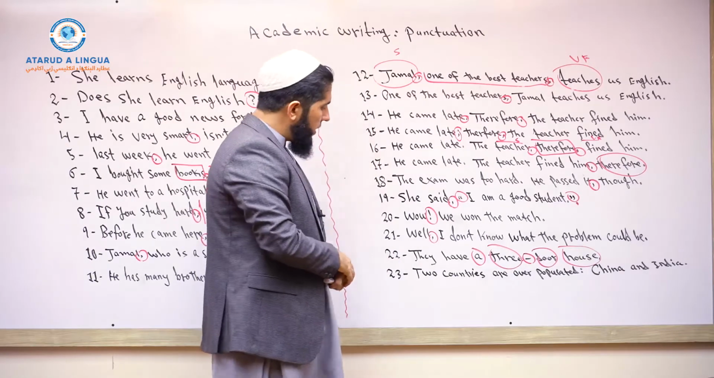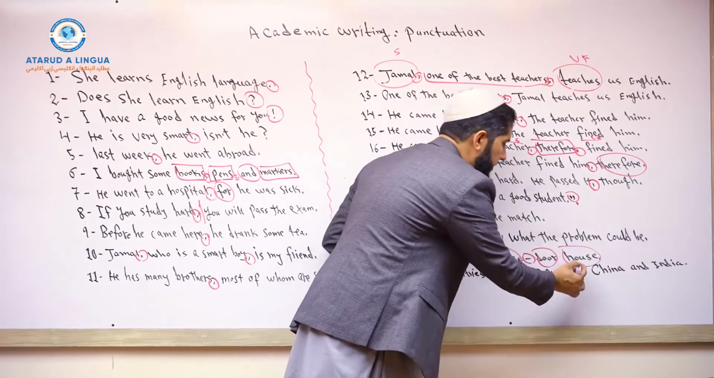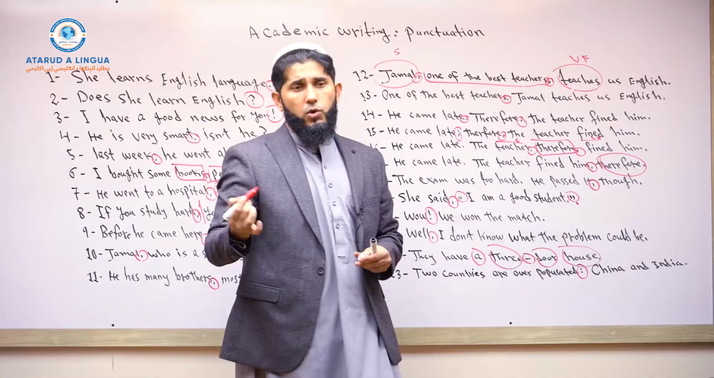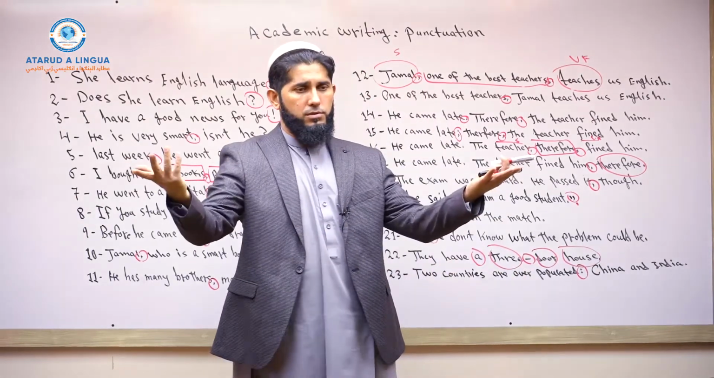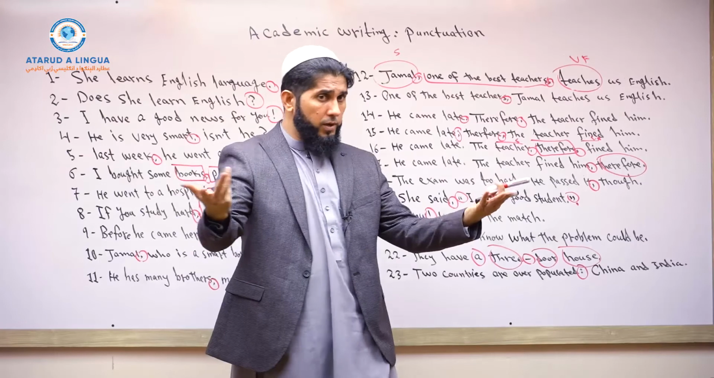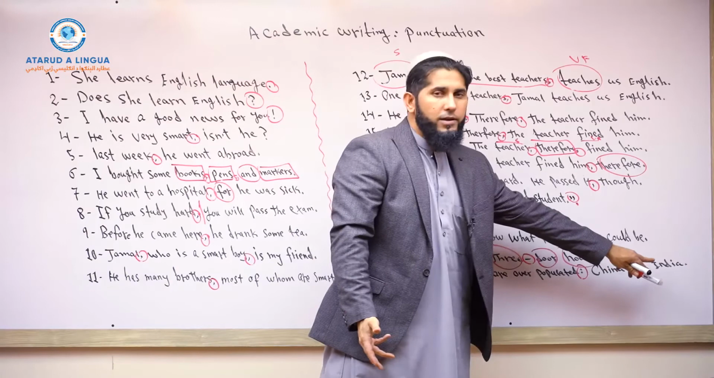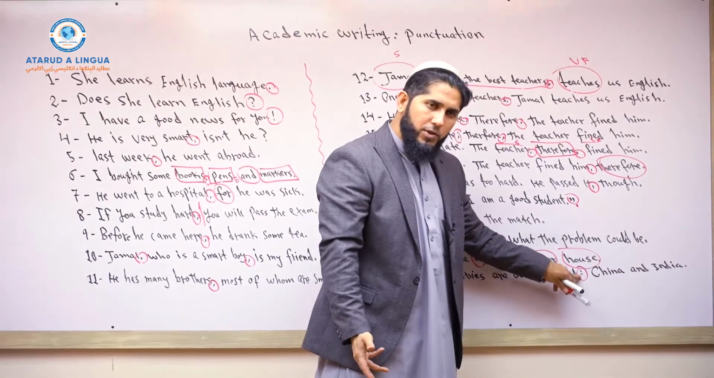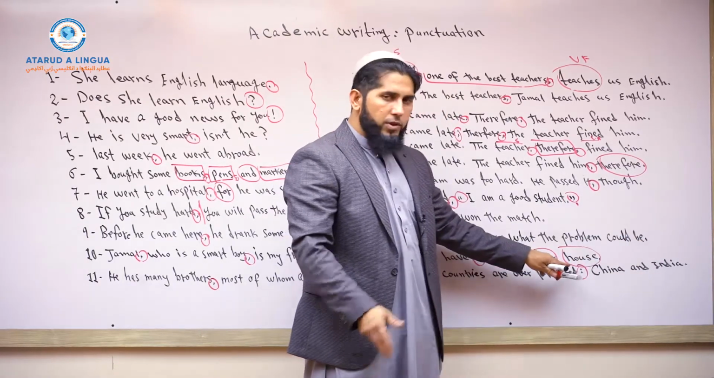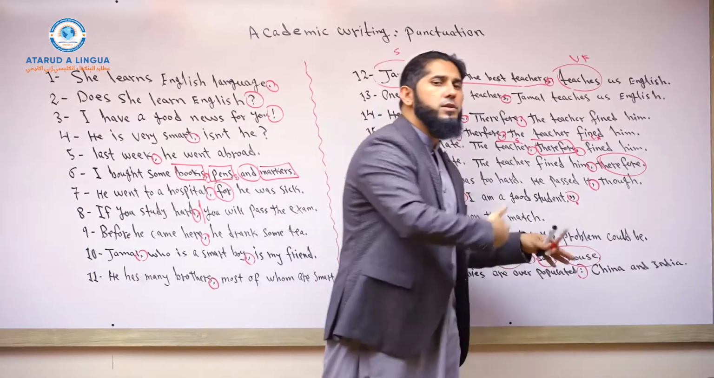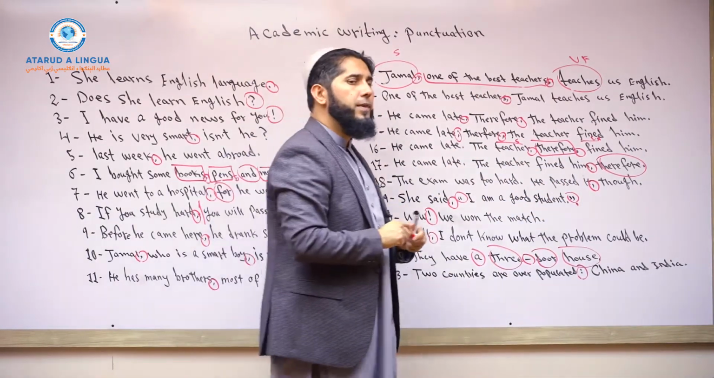Finally, 23, two countries are overpopulated: China and India. What is the job of a colon? You have the semicolon and you have the colon. The job of a colon is simple, to introduce something, okay? So in this sentence, two countries are overpopulated, and after the colon we have brought the names of those two countries. So actually the colon, this punctuation mark, introduces those two countries to us, okay?